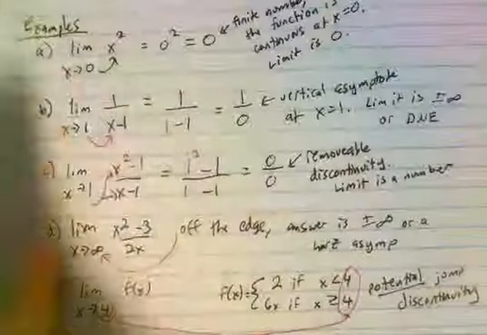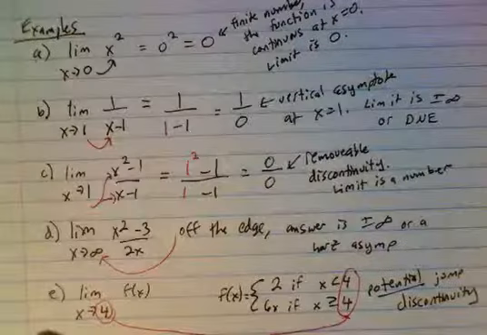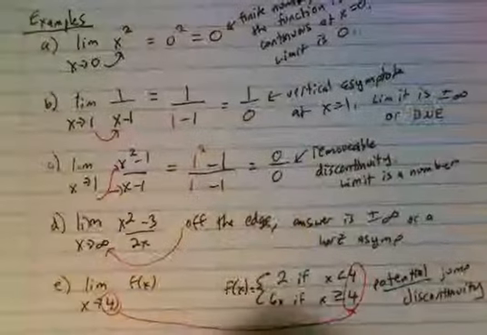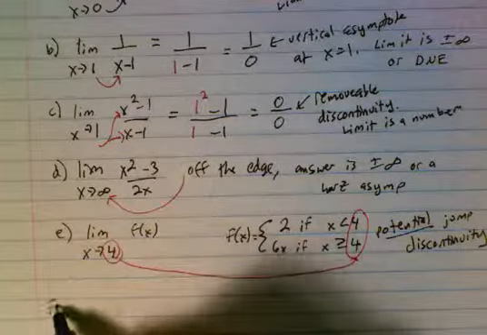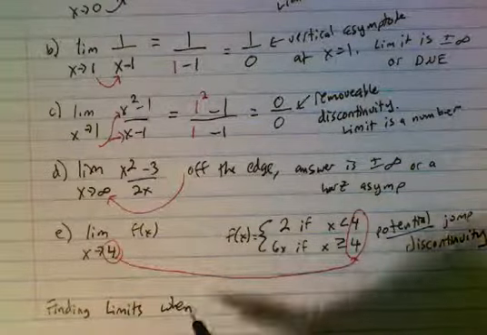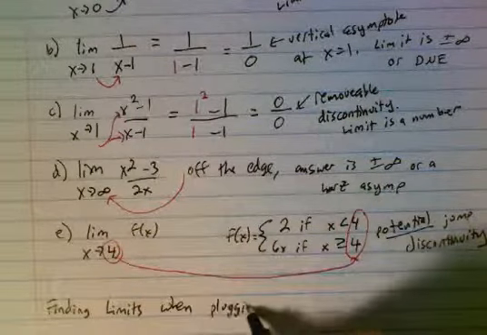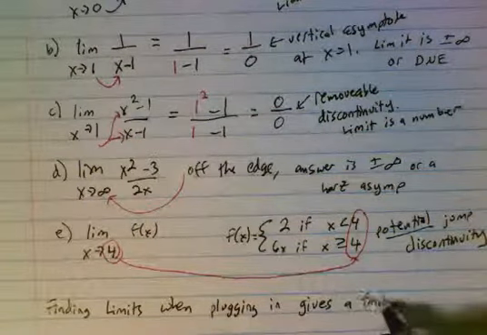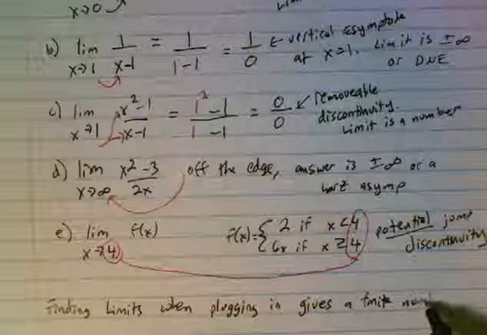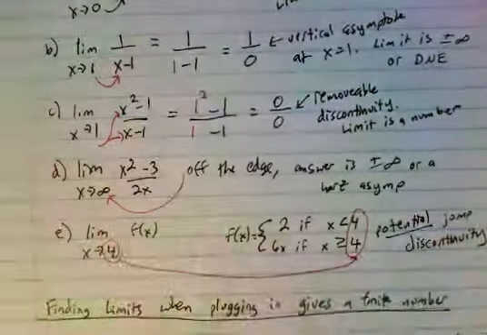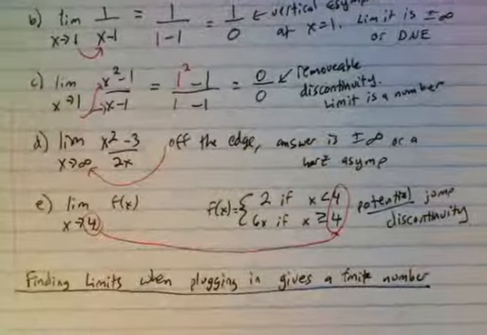So we're going to be looking at these over the next couple of lessons. For today, we're going to just start off with E and with A. We're going to be looking at finding limits when plugging in gives a finite number. So that happens both in this case and in the case of the piecewise functions. So just set these other three aside for a little bit. We'll come back to them in the next lesson.